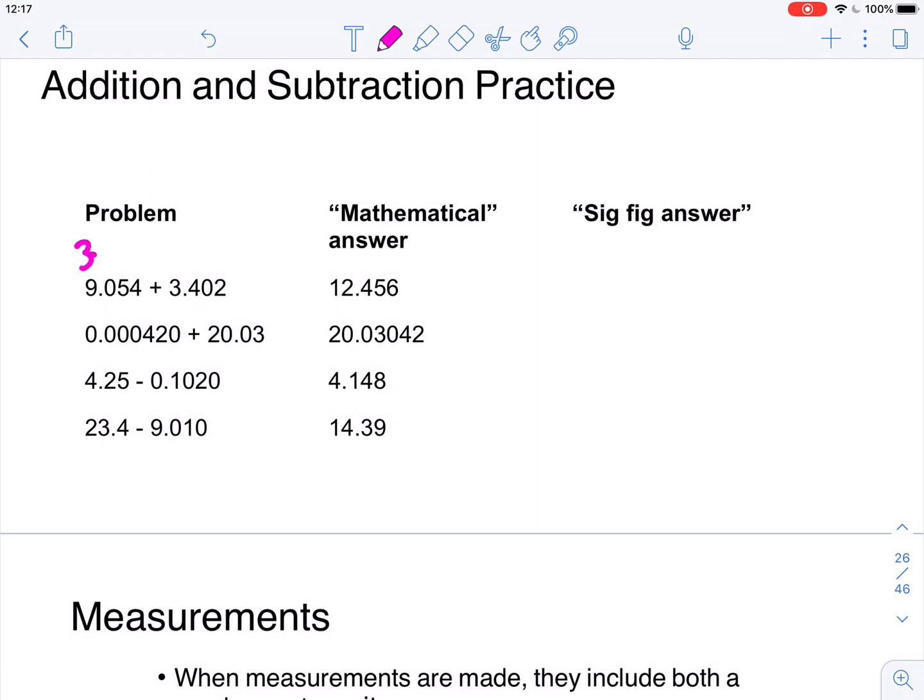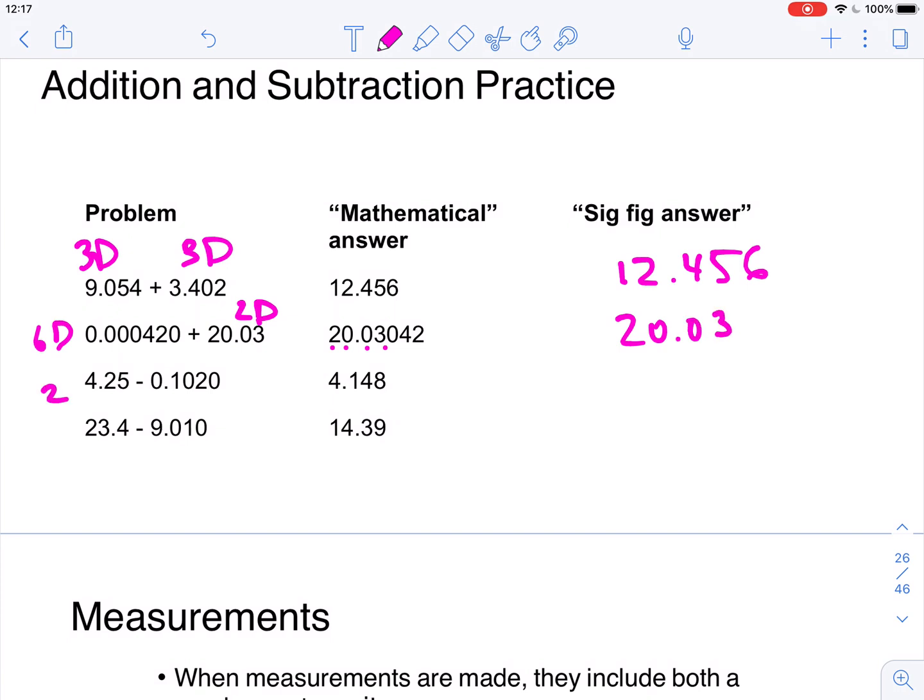This one has 3 decimals. This one has 3 decimals. So I need 3 decimals in my answer. So sometimes these numbers will still stay the same, right? My mathematical answer will be my sig fig answer. This has a whole lot. This has 6 decimal places. This one only has 2. So I should only have 2 in my answer. That's going to round down to 20.03.